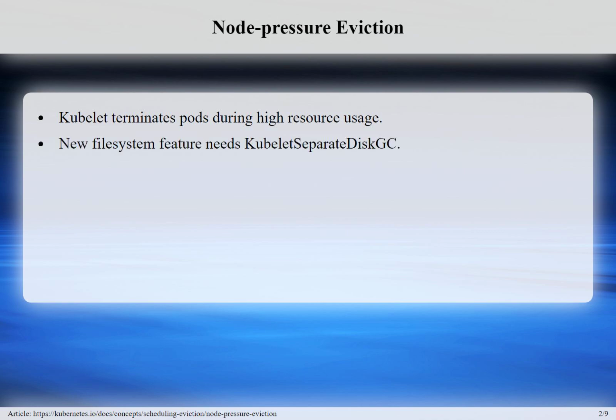The split image file system feature introduces new eviction signals and metrics. Enabling KubeletSeparateDiskGC is needed to use container-fs in version 1.31. Only CRI-O 1.29 plus supports container-fs, allowing the kubelet to monitor node resources like memory and disk space.